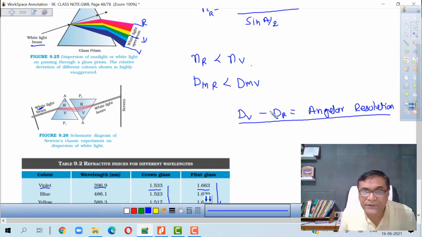જેનું સેપરેશન વધારે હોય તો એમ કે angular resolution is more. So flint type angular resolution is more, and for crown type angular resolution is less.